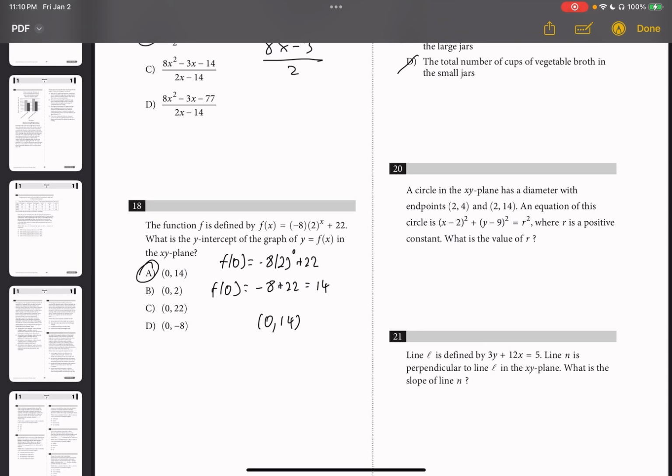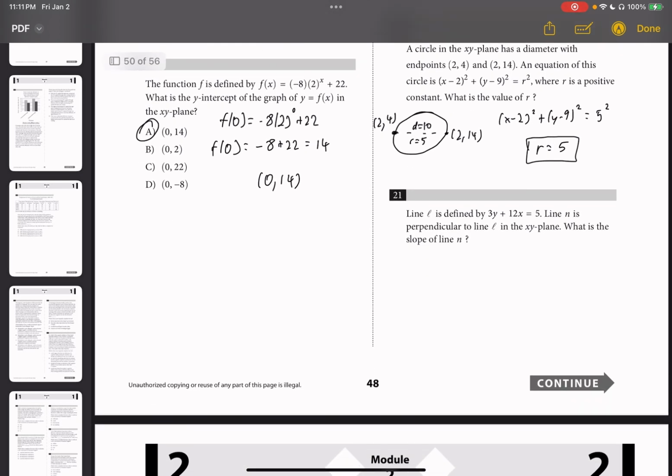Okay, so we know that the diameter goes from (2, 4) to (2, 14). So that's going to be a diameter of 10. So the radius is going to equal 5. And therefore, our equation is going to look like that, where r is equal to 5.